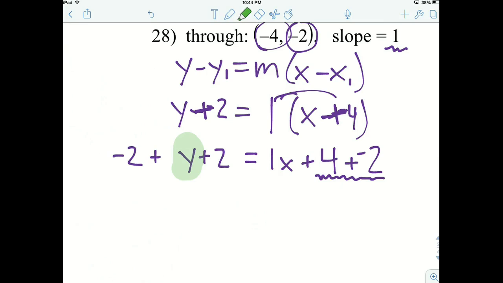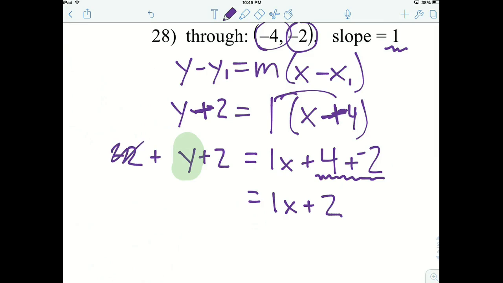So I cannot add this with the x because an x is a different type of term. I cannot add those with just constant numbers. But I can add my 4 and my negative 2 to get a positive 2. So I'm left with 1x plus 2.